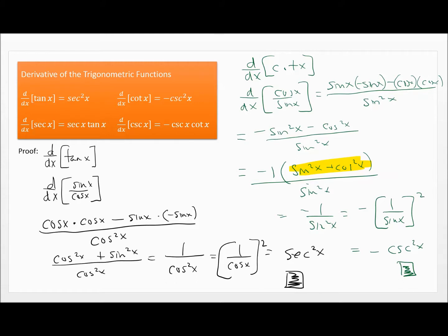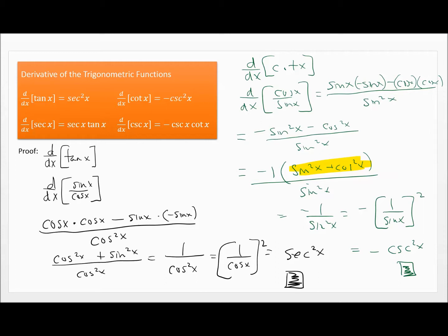Again, you're just using the quotient rule, y'all. It's not any fancy proof. There is no trick to this proof. You just use the quotient rule and trigonometric identities, which I know you all know very, very well. And you can do it. So let's go to another page and work on these other two.